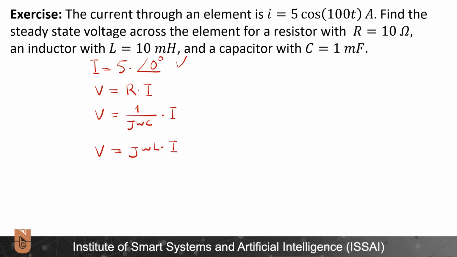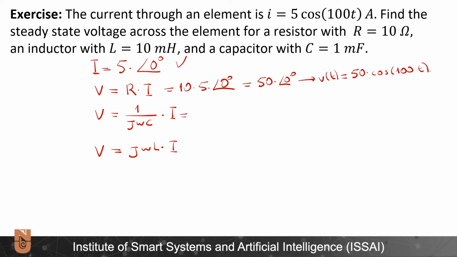R is equal to 10 ohms, so then I will simply have 10 times 5 times the angle 0 degrees, and this will be 50 times 0 degrees. And accordingly, v(t) for the resistor will be 50 times cosine 100t. Let's have a look at the next one.